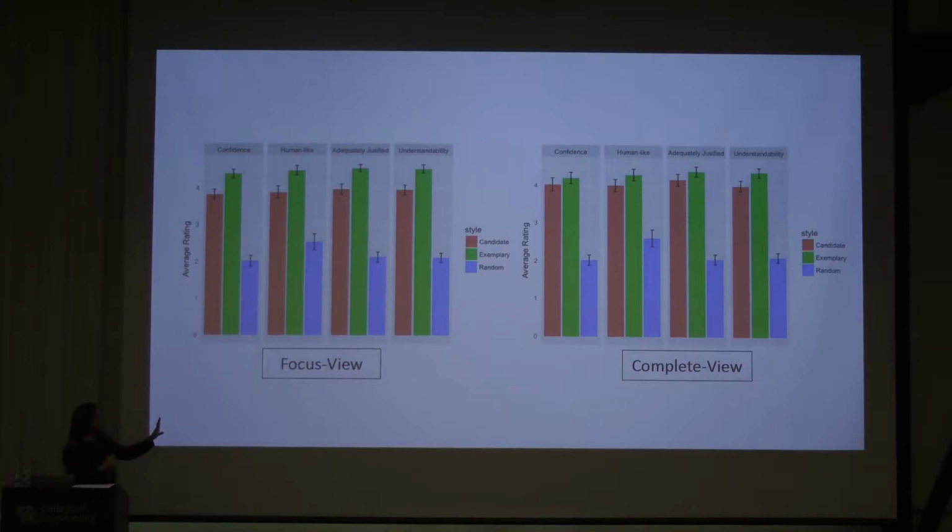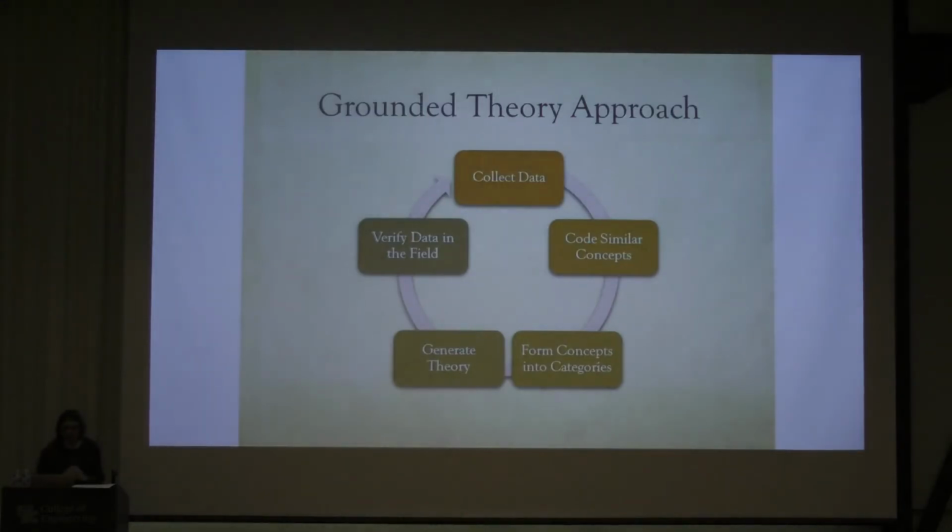But for me, the most interesting thing is the difference between how people rated the exemplary explanation and the candidate for complete view and focused view. That difference is significant if you compare complete and focused view. So the complete view representation is significantly closer to the exemplary explanation than focused view. And that ends up motivating another study that we do a little later. So this is the quantitative analysis, and arguably this is kind of the boring analysis. What I think is more interesting is the qualitative analysis.